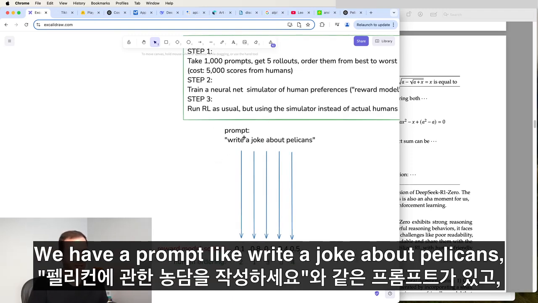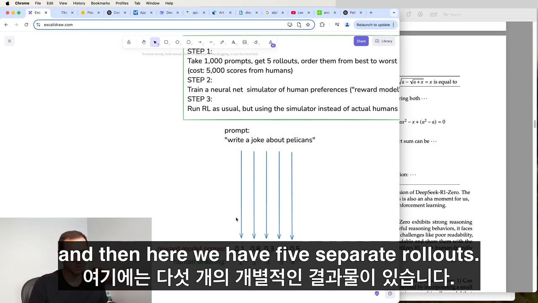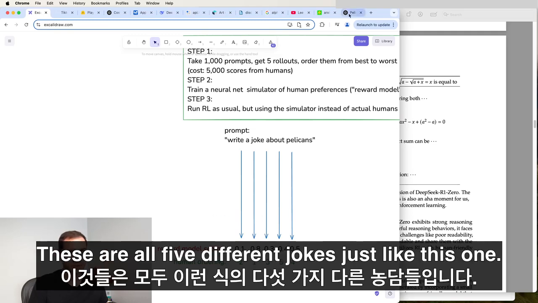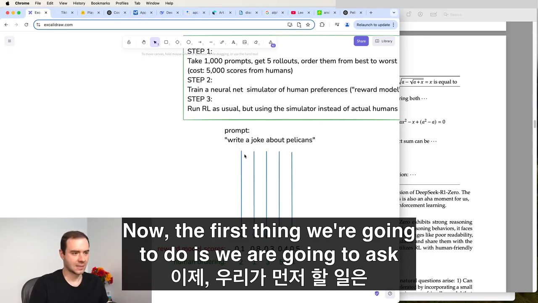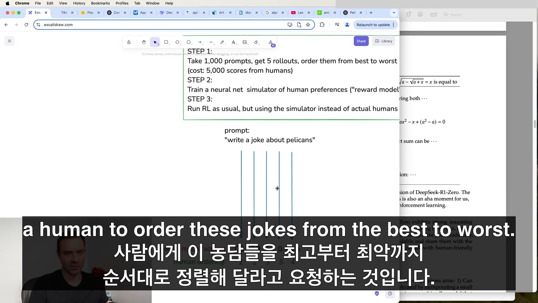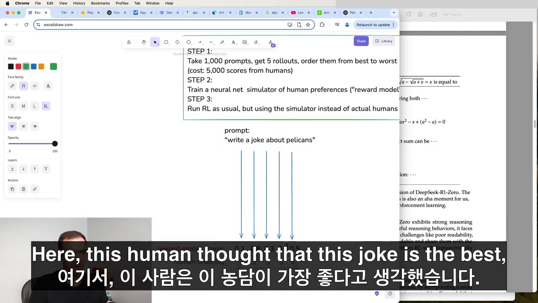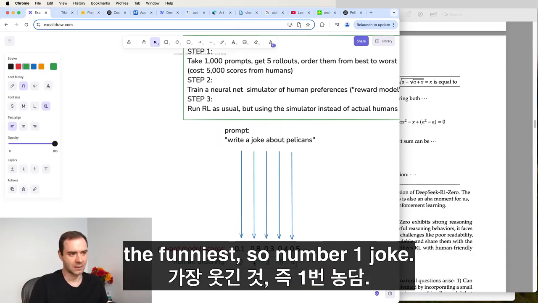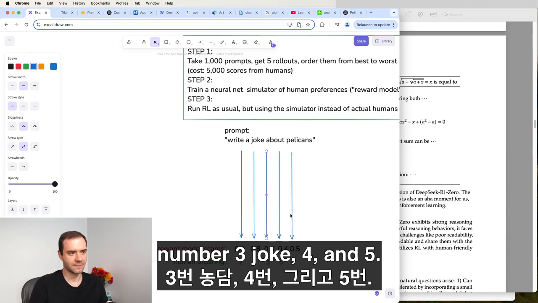We have a prompt like "write a joke about pelicans," and then here we have 5 separate rollouts. These are 5 different jokes, just like this one. The first thing we're going to do is ask a human to order these jokes from best to worst. Here, this human thought that this joke is the best, the funniest. So number 1 joke, this is number 2 joke, number 3 joke, 4, and 5. This is the worst joke.